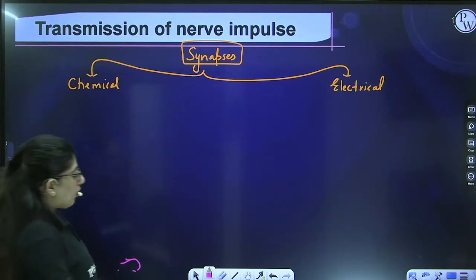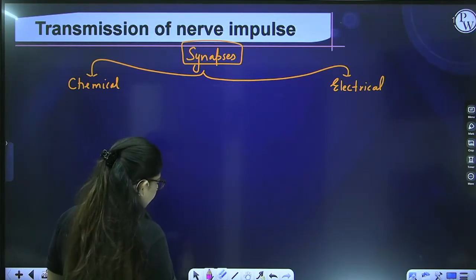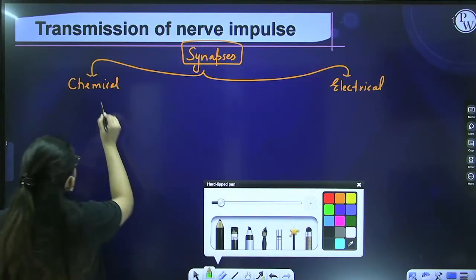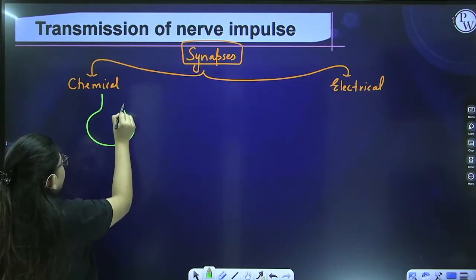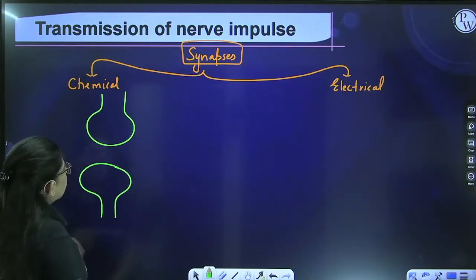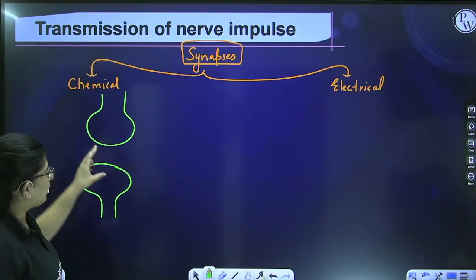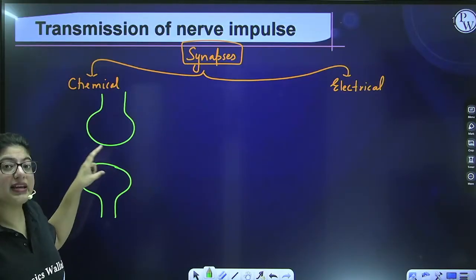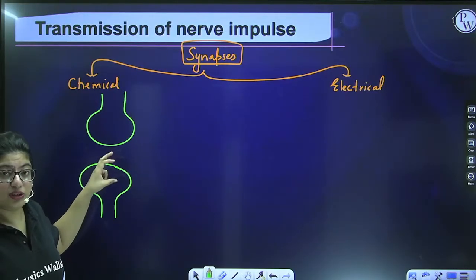Okay. So what happened, guys? For example, you have this one neuron. This is another neuron. And you need to send impulse from this neuron to this one. And this junction between the two is synapse. The junction between the two is synapse.